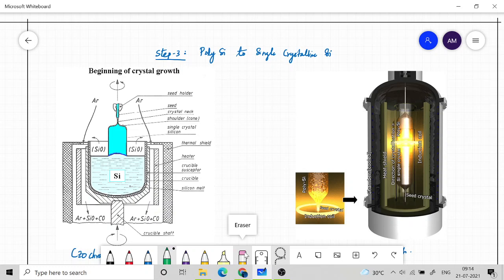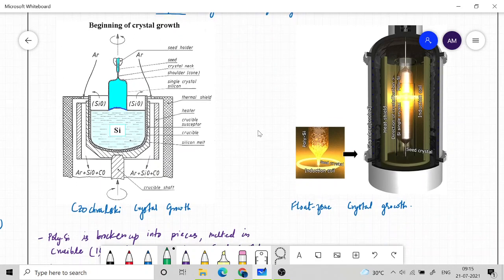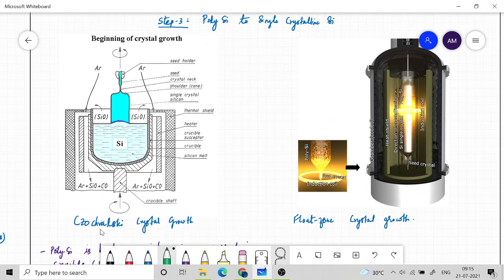So now we need to go from that polycrystalline structure, which is like portions of crystalline structure, to a single crystalline structure. There are two approaches to do this. The first approach is what is called Czochralski crystal growth. Czochralski is the person who invented it.